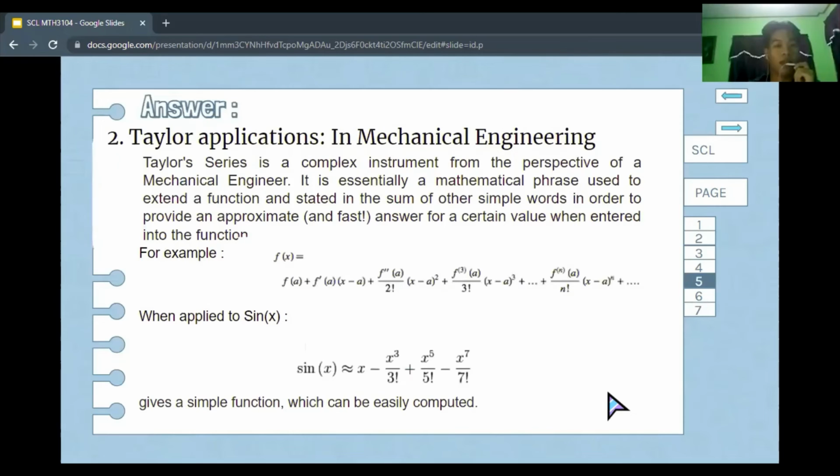Next is the second Taylor series application in real life, which is in mechanical engineering. For information, Taylor series is just a mathematical expression utilized to expand a function, writing it in some simpler terms so that one can obtain an approximate solution for a particular value when put in the function. For example, there is a Taylor series formula like Iman presented before this, and the example applied to sine, like Rahana presented to us before this. Next slide.